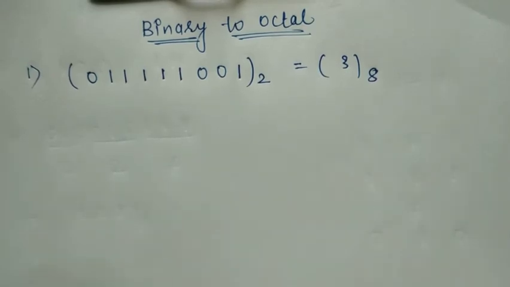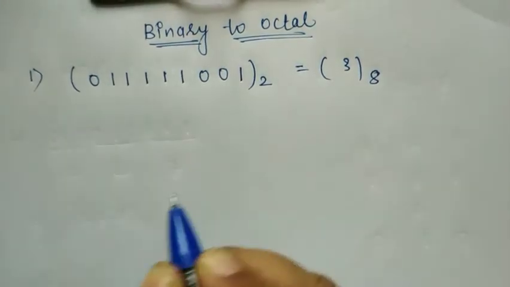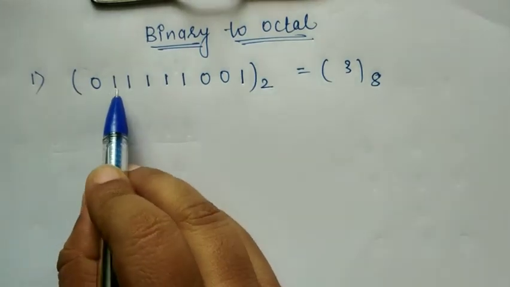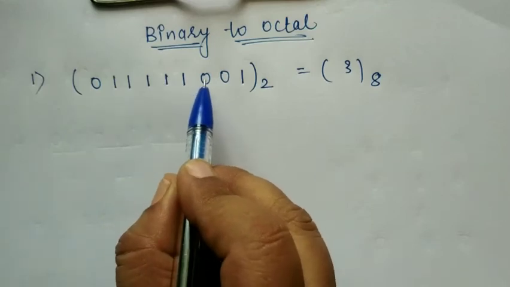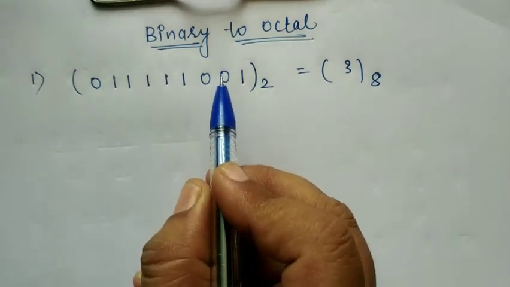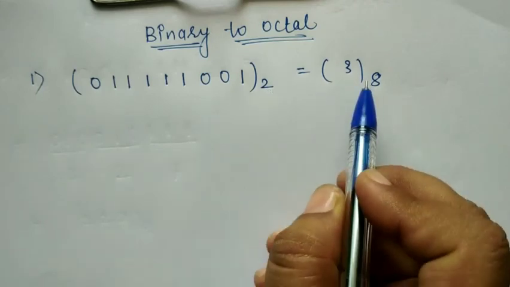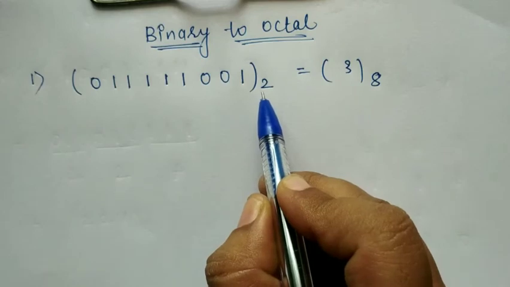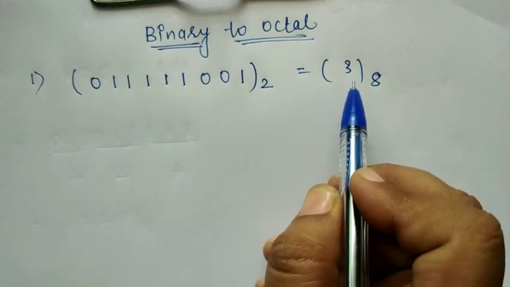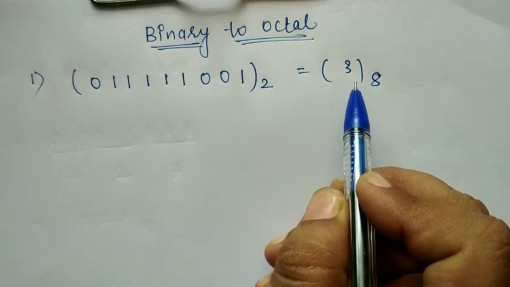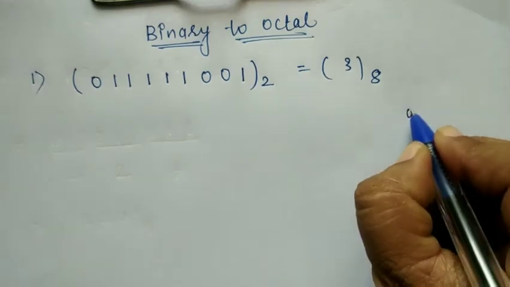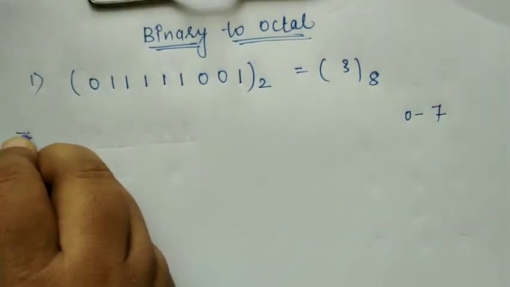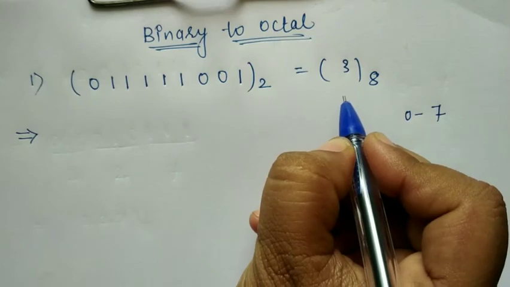Hello students, we'll see how we can convert a binary number into the octal number system. For this we have taken the binary number 011111001 to the base 2, and we have to convert this binary number into the octal number system. As we have already seen, in the binary number system the base is 2, and in the octal number system the base is 8. That means we can use the numbers 0 to 7.